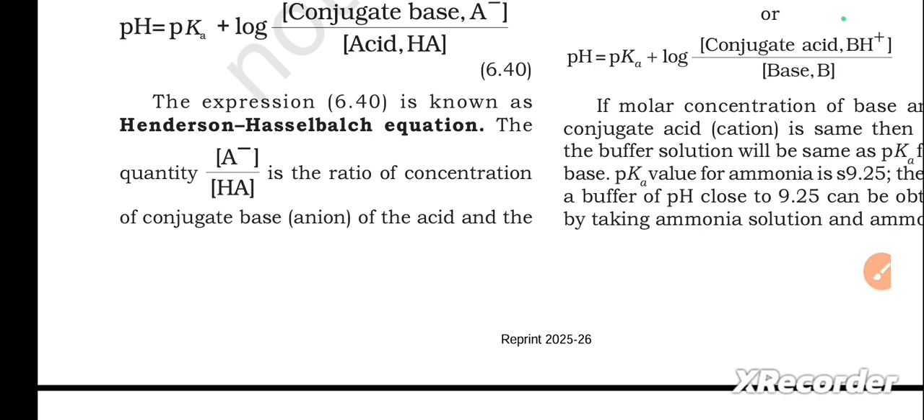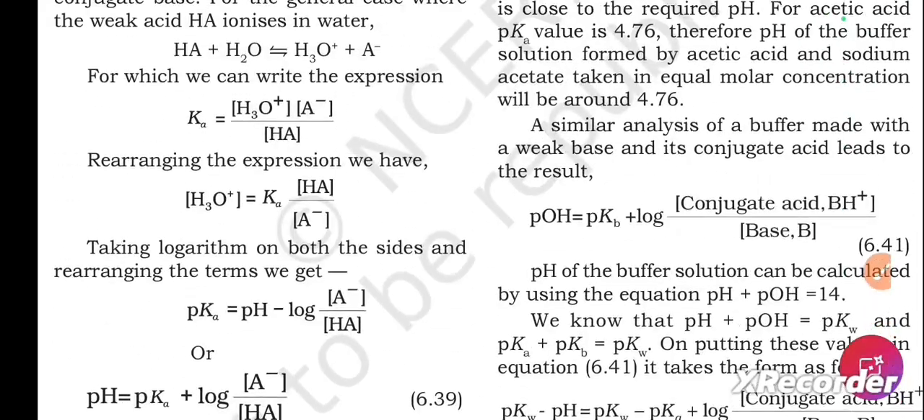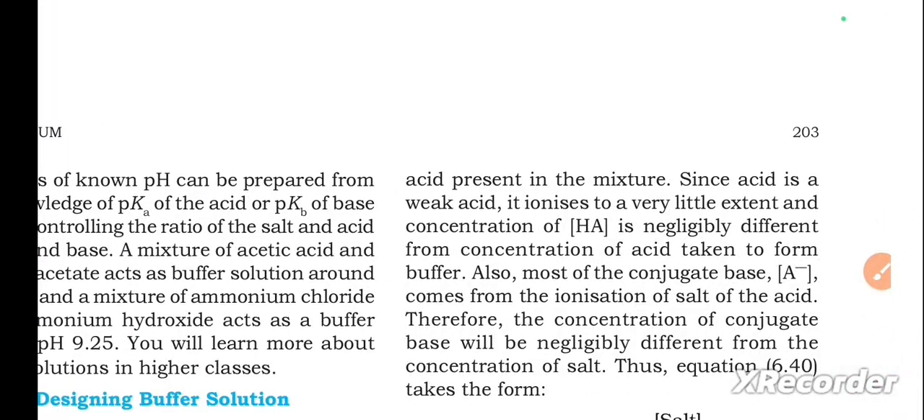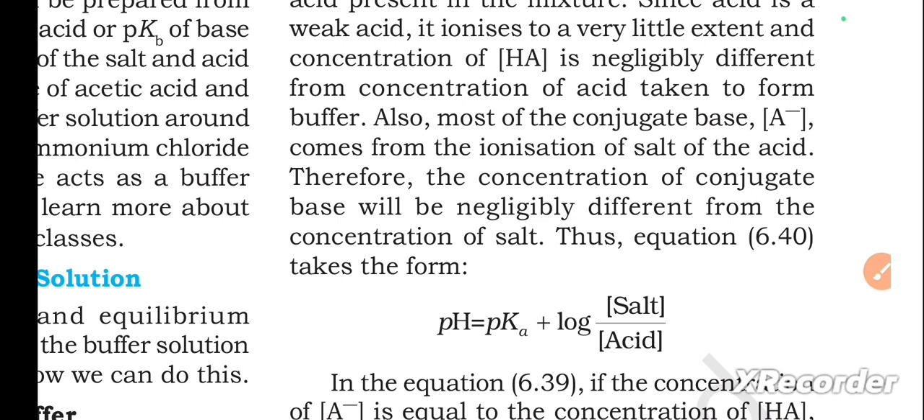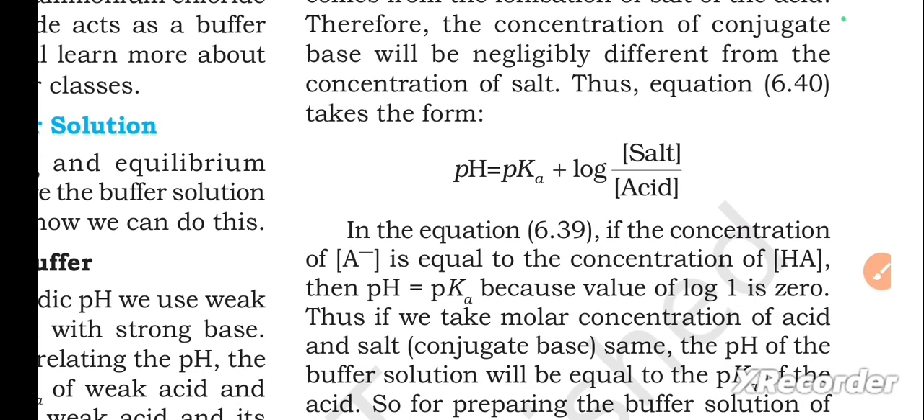The quantity [A−]/[HA] is the ratio of concentration of conjugate base, that is the anion of the acid, and the acid present in the mixture. Since the acid is a weak acid, it ionizes to a very little extent and the concentration of HA is negligibly different from the concentration of acid taken to form the buffer. Also, most of the conjugate base A− comes from the ionization of the salt of the acid. Therefore, the concentration of conjugate base will be negligibly different from the concentration of salt. Thus, equation 6.40 takes the form pH = pKa + log [salt]/[acid].